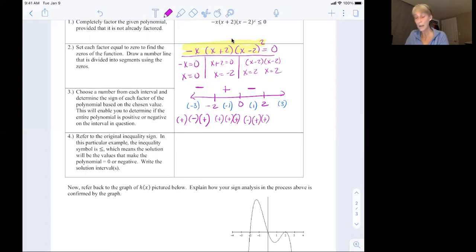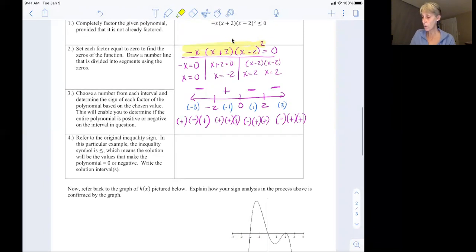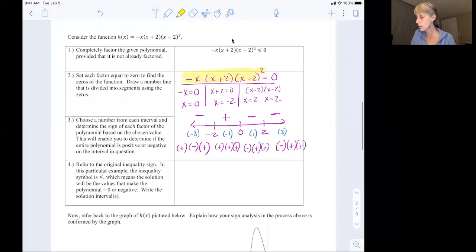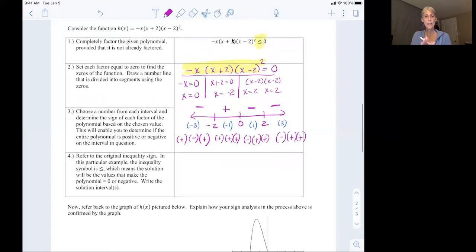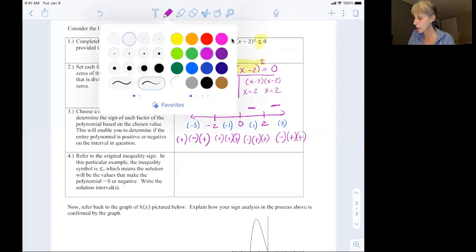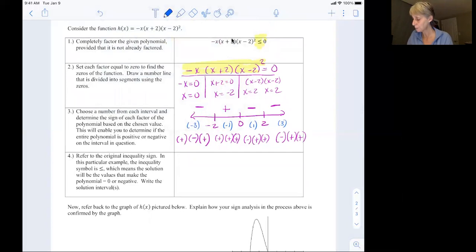And when I pick a number bigger than 2, negative, positive, positive, again, I see a negative interval. We'll connect this in just a second. Let's just refer to our original. I want to identify the places on the number line that are less than or equal to 0. So when I do this, I'll change my color so we could see it better.